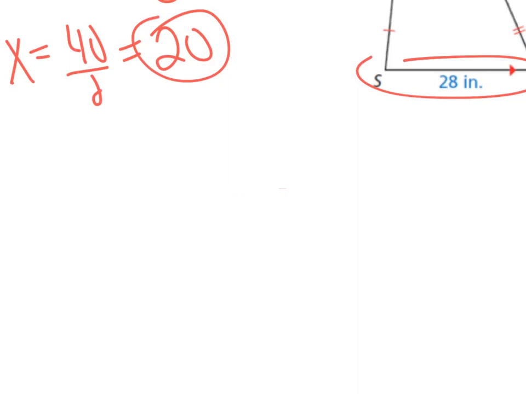Let's see here. Here's my trapezoid. It's not an isosceles trapezoid or anything, it's just a trapezoid. And in red here is going to be my mid-segment.